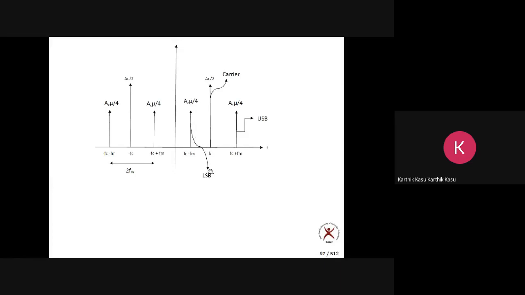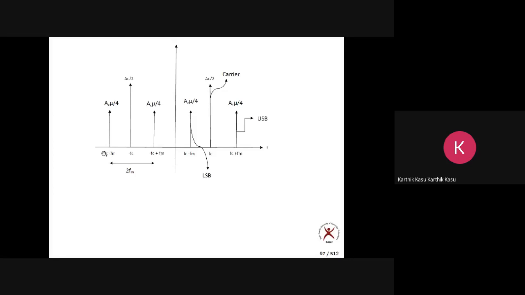Now we have an impulse at Fc minus Fm with amplitude again Ac mu by 4. What is it called? LSB. In the same way, we have an impulse at minus Fc plus Fm. Take the negative of this frequency, minus Fc plus Fm, with the height Ac mu by 4.